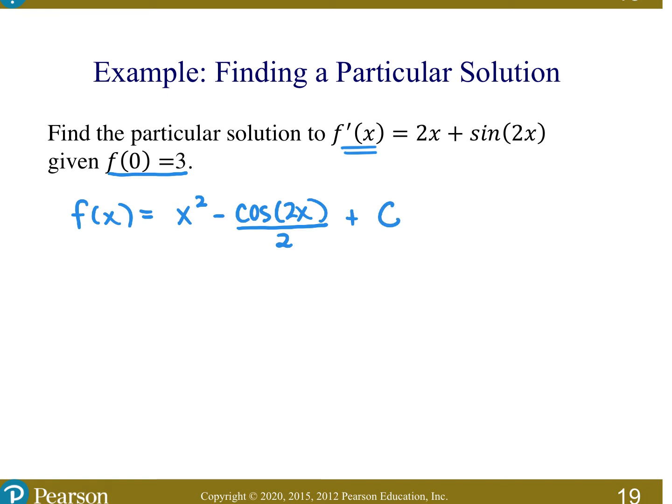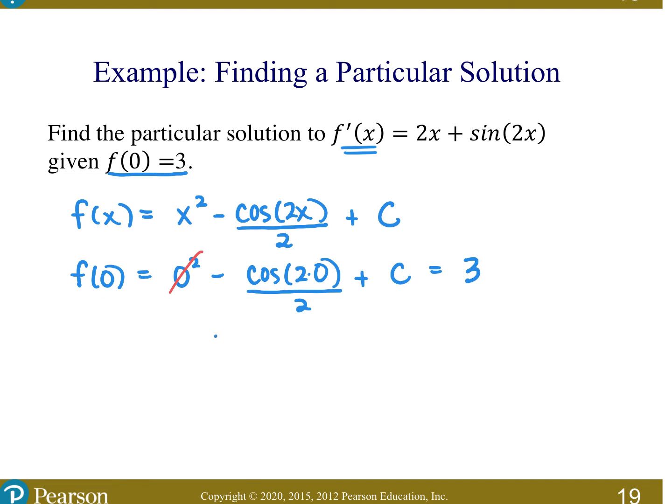And so what that means is that f of 0, which means plug 0 in everywhere, so 0 squared minus the cosine of 2 times 0 over 2 plus c is supposed to equal 3. And so we can solve for c. So 0 squared, of course, is 0. Cosine of 0 is 1, so we have negative 1/2 plus c equals 3. So if we add 1/2 to both sides, we get that c is 3.5, or 7 over 2.